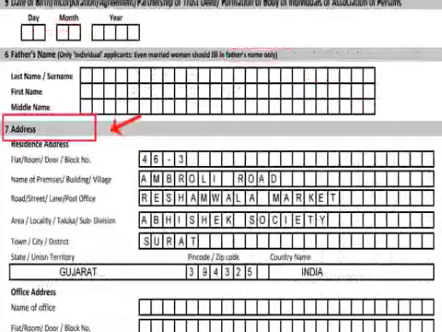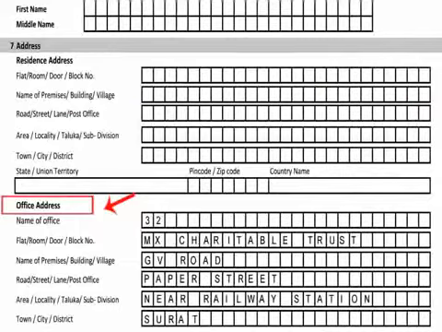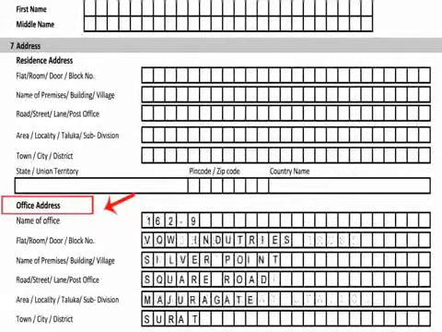Item 7 asks for your address. Residential address should be filled only by individuals, HUF, AOP, BOI or AJP. Individuals should give their office address here if they have a source of income. Example, business or profession. In case of firm, LLP, company, local authority or a trust, complete office address is mandatory.